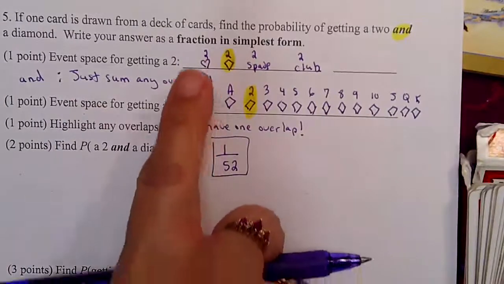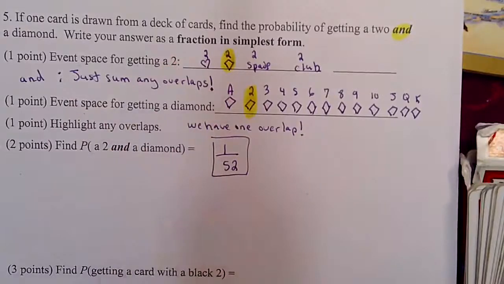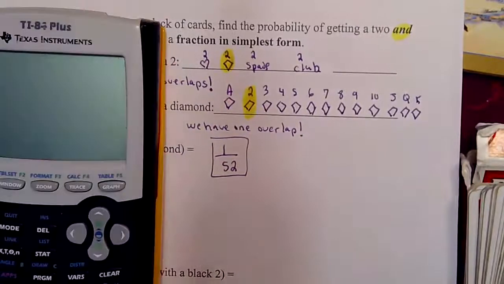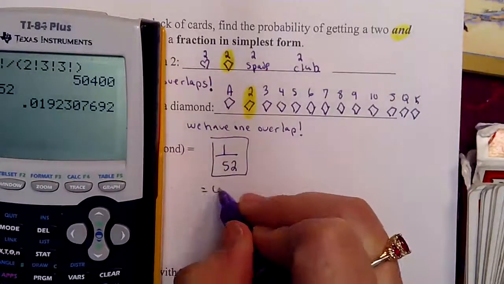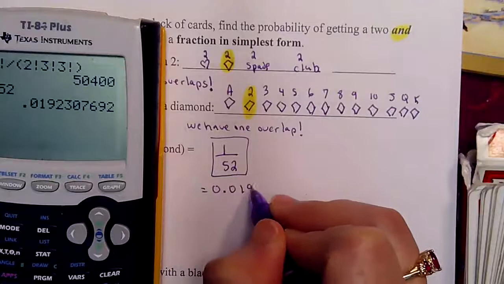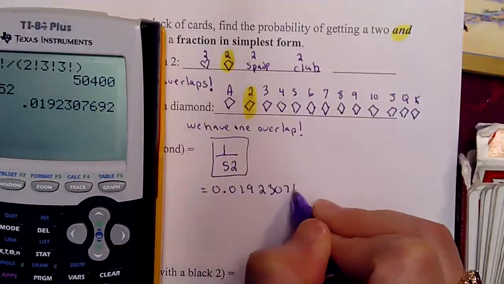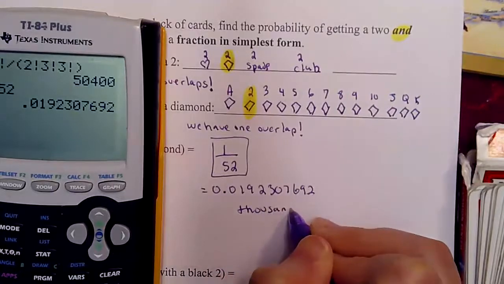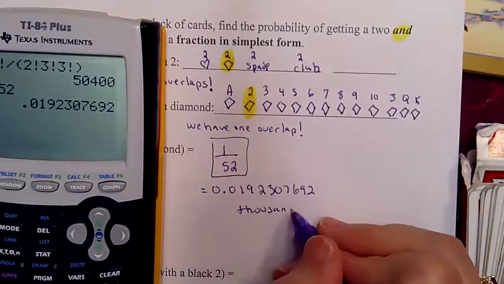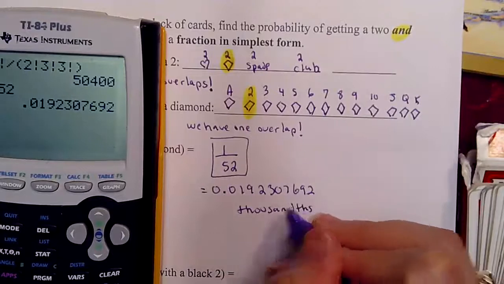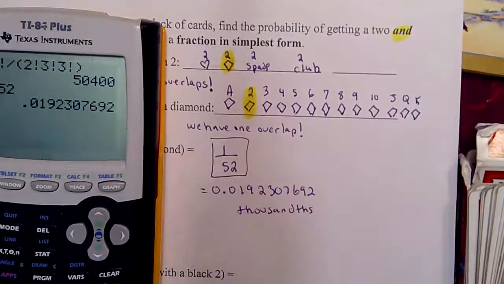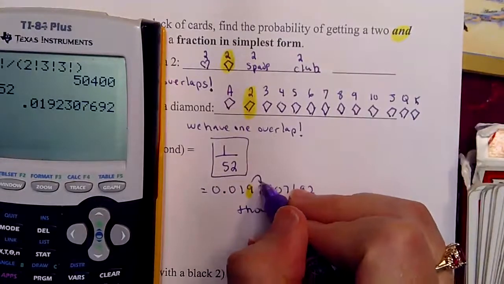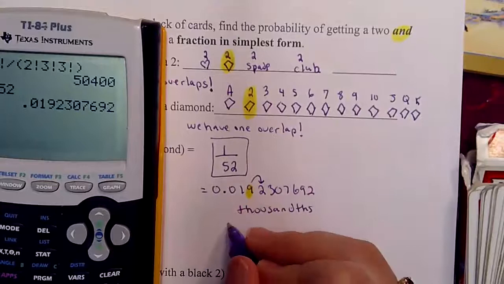And they said they wanted a fraction. This is a fraction. If they want a decimal, then 1 divided by 52. But then they would have to tell you what to round off to. So probably they would say thousands, right? Tens, hundreds, thousands. And then look at the neighbor. Is this 5 or more? Nope, that's a 2. So you leave it as a 9.